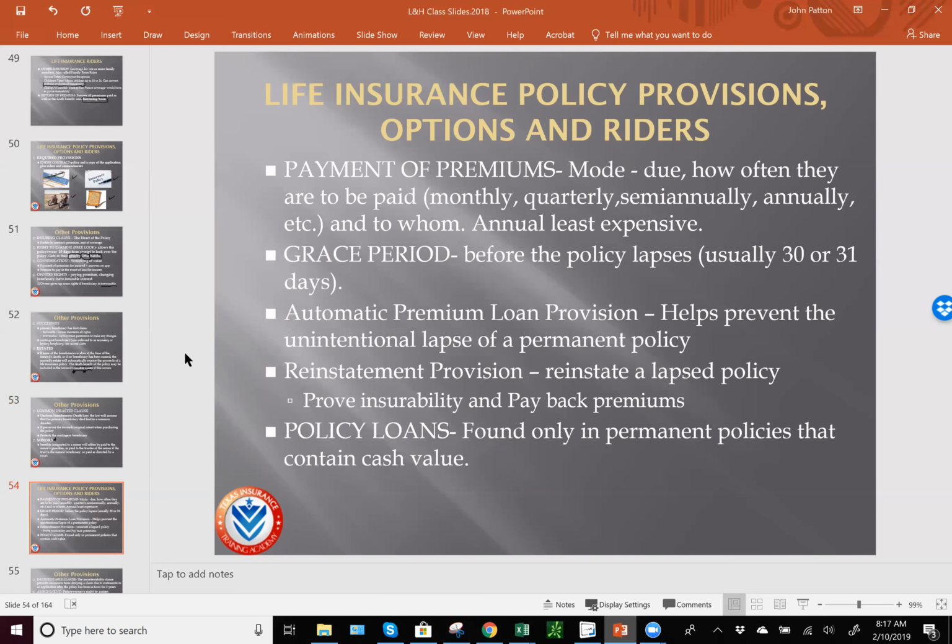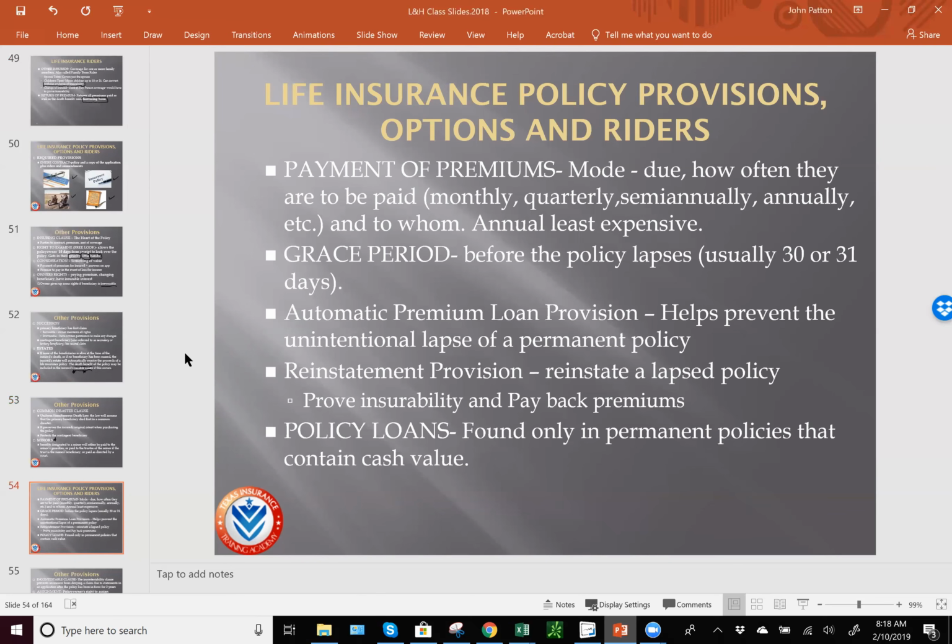So what would happen is at the end of the grace period, instead of the policy lapsing, they will just take that premium payment from any cash value that you might have in the policy. Now, if you continually use the automatic premium loan and deplete your cash value and it goes down to zero, then at the end of your grace period, with no cash value left, your policy would lapse. That's why we have our next provision, called the reinstatement provision.